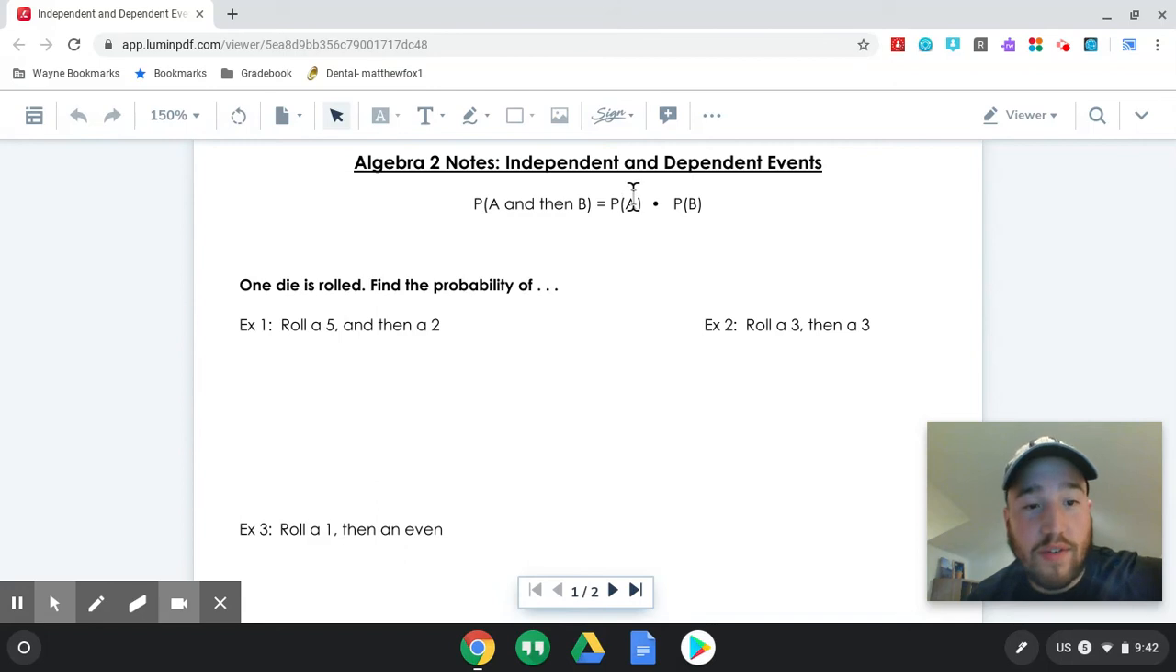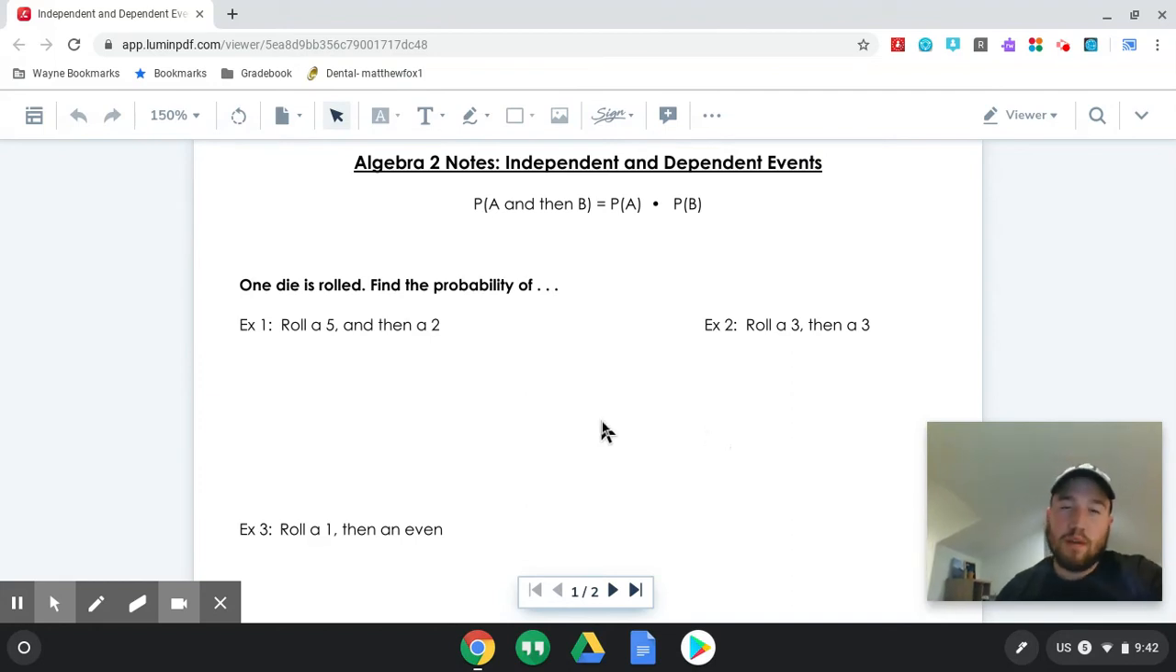Now, the difference is when it's an independent event, A and B will both be the same no matter what happens, okay? If it's a dependent event, dependent means it depends on what happens before it. So after we do event A, event B's likelihood will change.